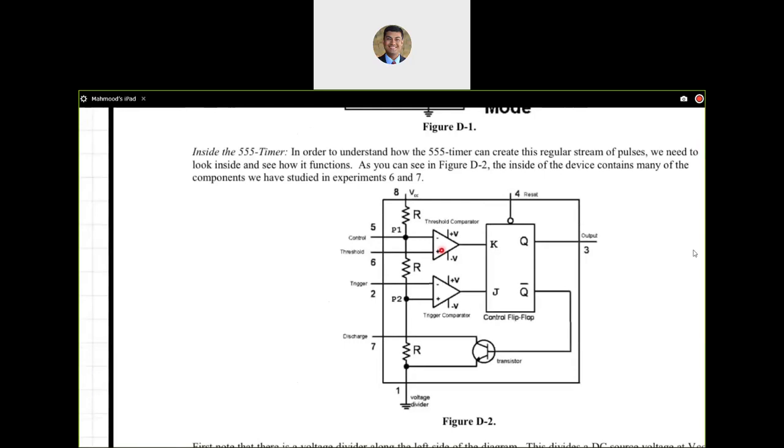As you can see, we have two comparators, op-amp based comparators. We have seen them before in experiment 6. We have seen a transistor before in experiment 6. We have seen a JK flip-flop just last lecture. And we have definitely seen a voltage divider. That was class 1 of the semester. So there are several elements that we have seen earlier in the semester, all put in one place with the 555. So let's start with the simplest question.